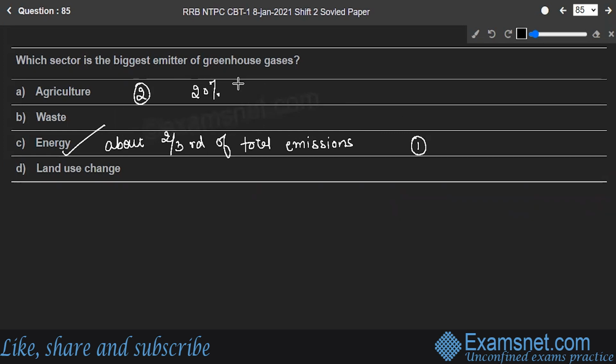Greenhouse gases absorb infrared energy, that is heat energy emitted from Earth's surface, and radiate it back to the Earth's surface. Greenhouse gases trap heat in Earth's atmosphere and it warms the planet. So, option C is the correct answer to the problem.